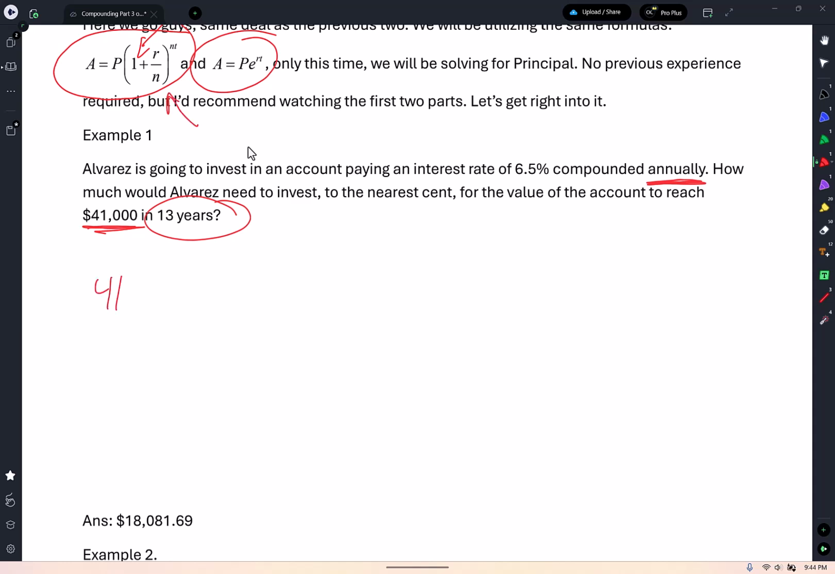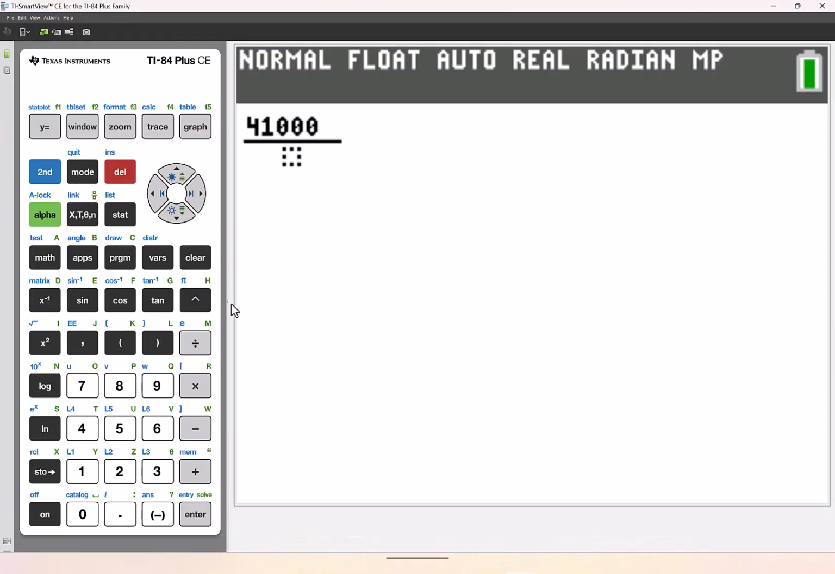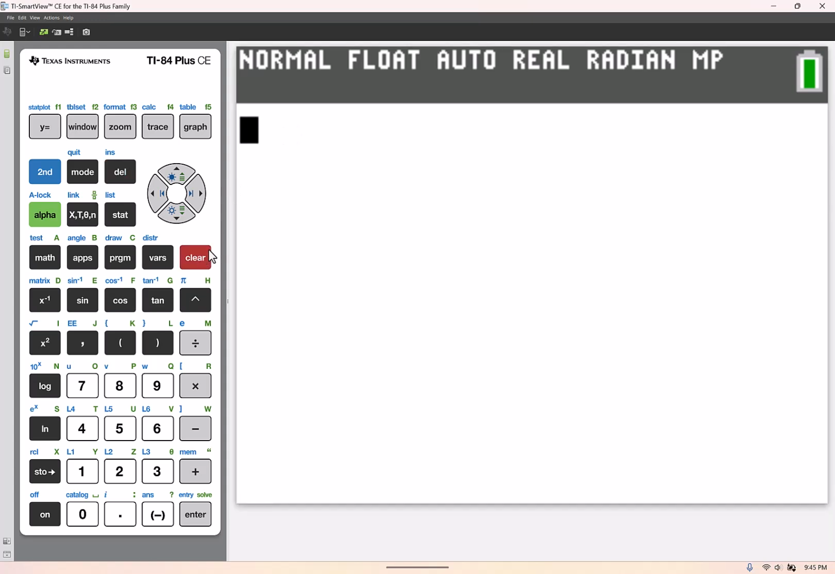We're going to go 41,000 equals P, that's what we're trying to figure out, the initial amount, times 1 plus 0.065, that's what 6.5% is in decimal, move the decimal 2 times to the left, divided by 1, times 1 times 13, so 13. There it is, guys, and then obviously we're going to divide by whatever this number is, so let's figure out what this number is.